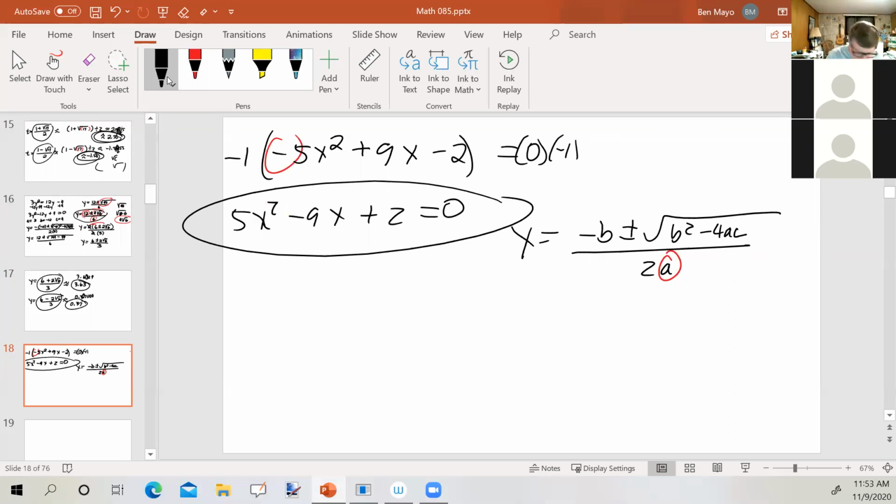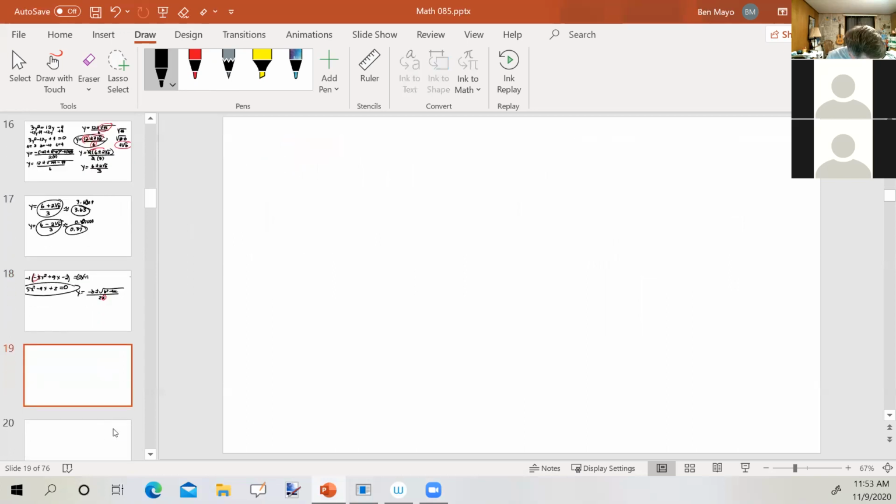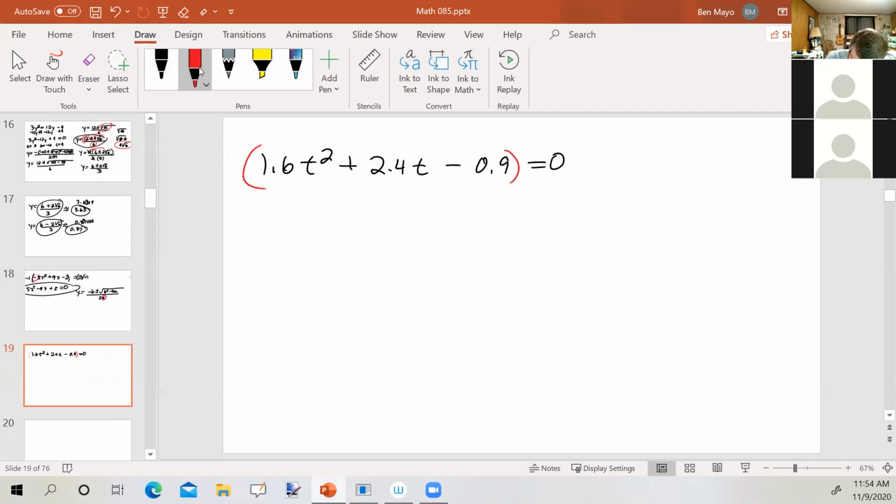All right, another example. Let's say we've got 1.6t squared plus 2.4t minus 0.9 equals 0. So now we've got decimals to deal with. Well, let's see. Each one of these has 1 digit to the right of the decimal point. To move everything over 1 digit, we'd multiply by what? 10.